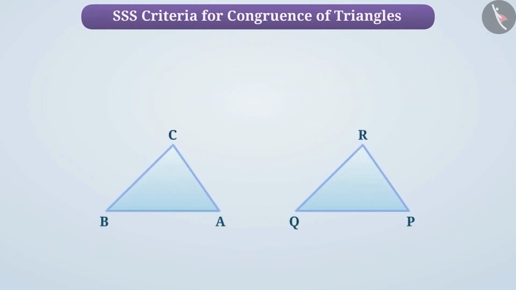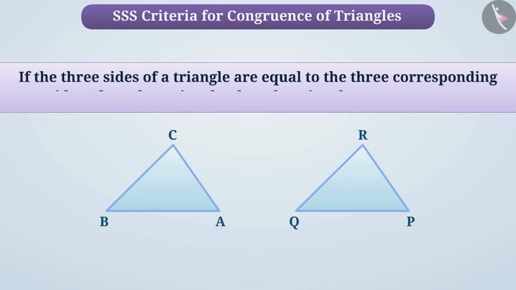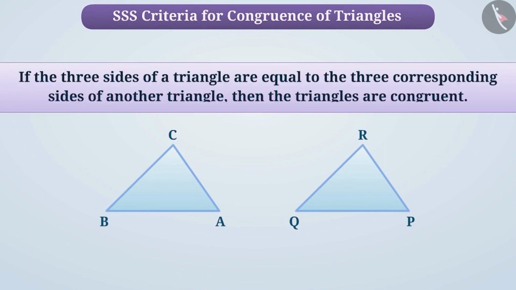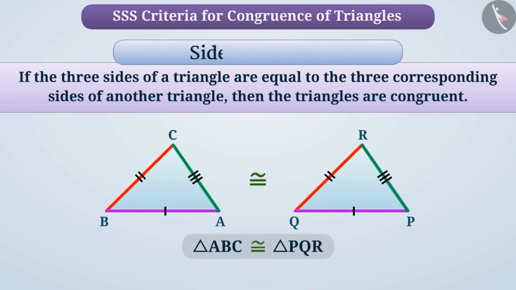Thus, we can say that if the three sides of a triangle are equal to the three corresponding sides of another triangle, then the triangles are congruent. This condition of congruency of triangles is called the side-side-side criterion, or in short, the SSS criterion.